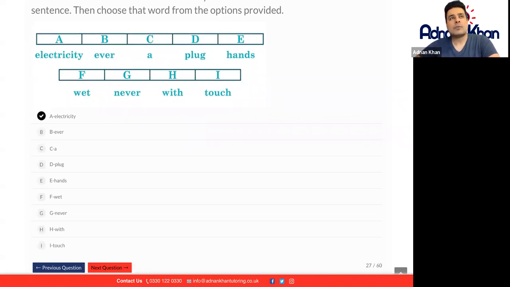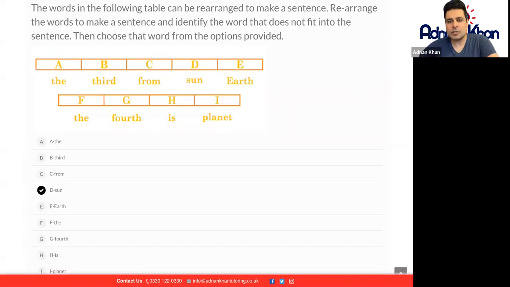Now, why is this the case? Well, if you did have wet hands and you touch the plug, there's a good chance that you may get an electric shock, kids. So whatever you do, never ever touch any plug or any electricity device in that case with wet hands. Okay, let's go with electricity as our first option. Go on to the next question.